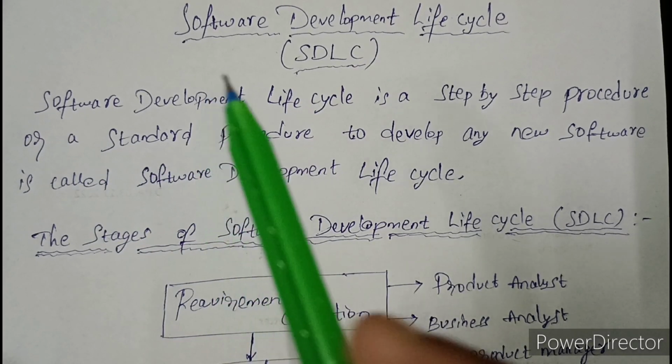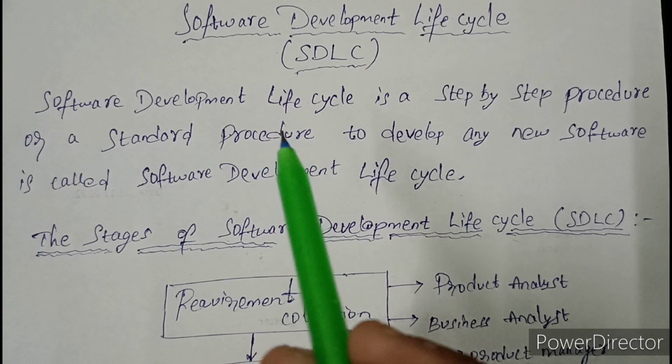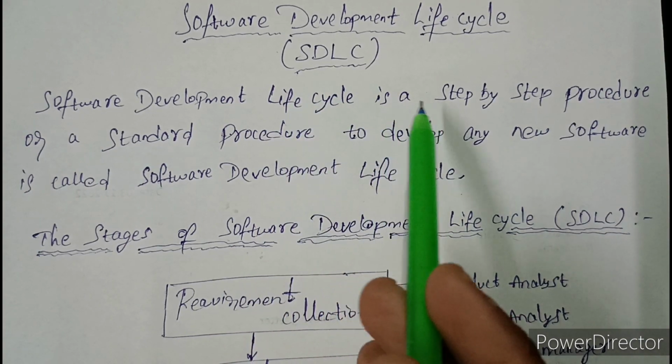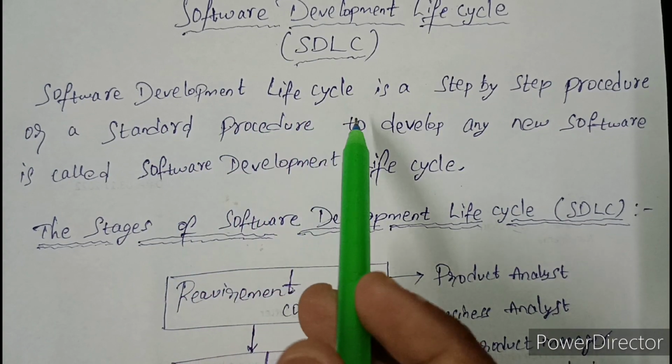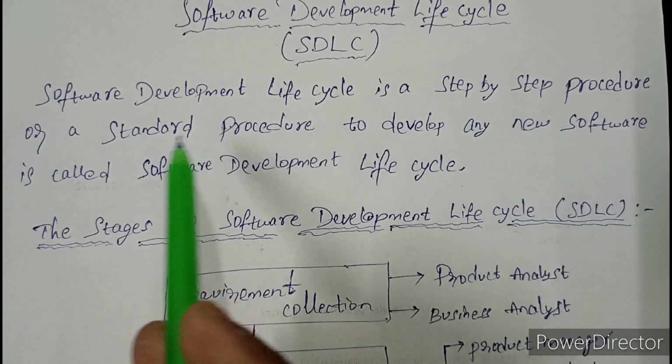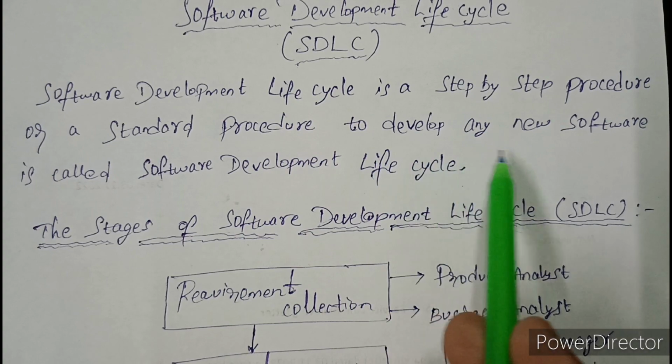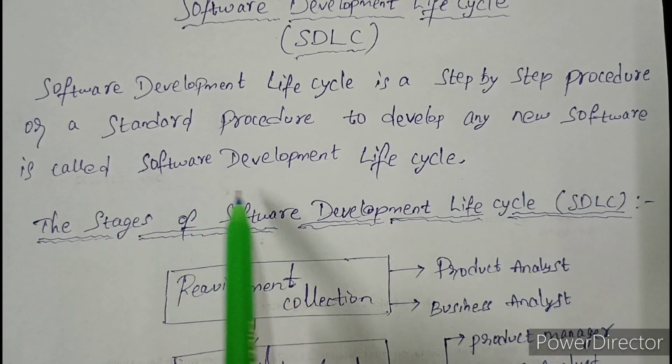Hi friends, today we are going to discuss what is software development life cycle. Software development life cycle is a step-by-step or standard procedure to develop any new software.